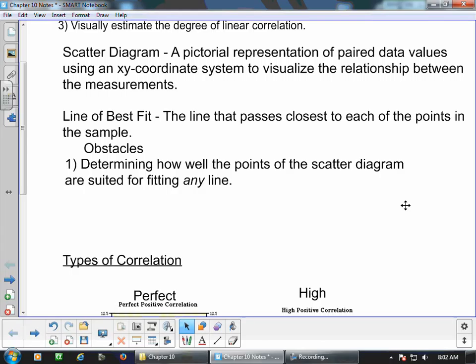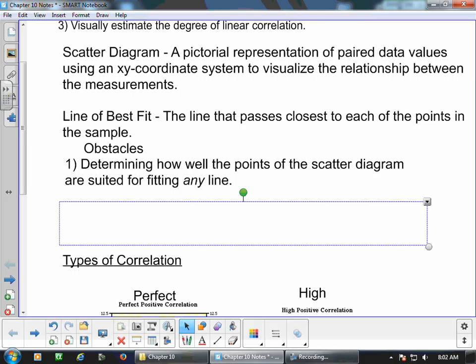For any 2 points, there is a line that passes through both of them. But for 3 or more points, there's no guarantee that the points are collinear. So we have to determine how well the points of the scatter diagram are suited for fitting any line. Is there actually a linear pattern there?